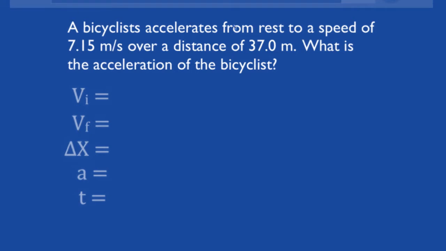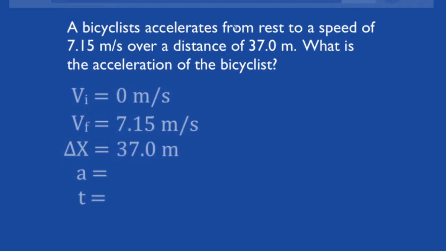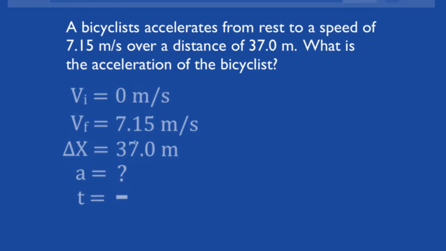We know that the particle accelerates from rest. That means the initial velocity is 0 meters per second. The final velocity is 7.15, and the distance over which this occurs is 37 meters. That is the change in position. Now, we are trying to solve for the acceleration. We are not given the time, and I am not going to try and solve for the time, therefore we are not going to use the time in this problem. Now you can see we are given 3 variables. We are trying to solve for the acceleration.